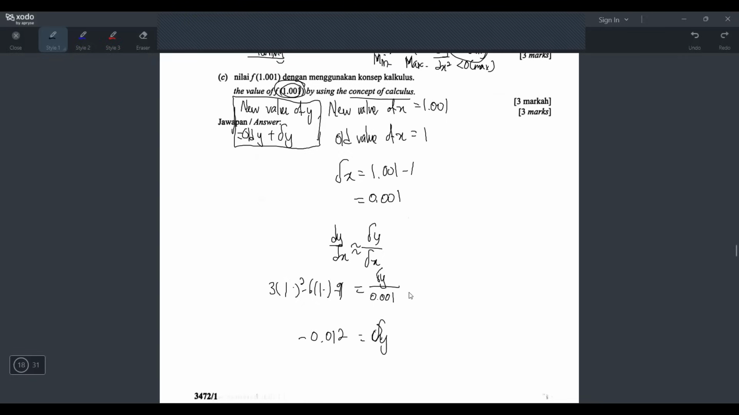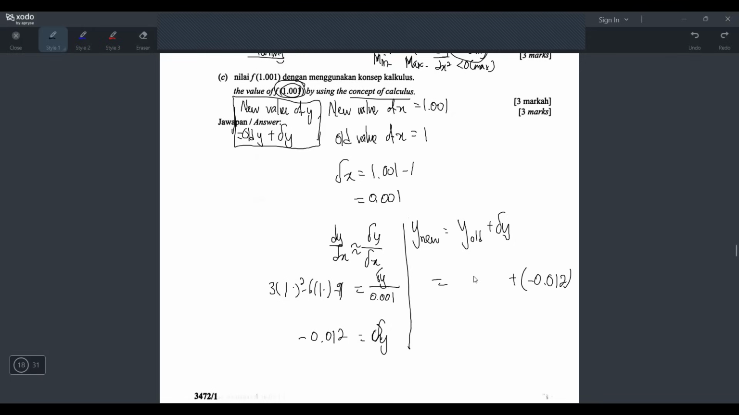To find the new value of y, okay, I'm going to write it like this. If you want to find the new value of y, you have to take the old value of y plus delta y, right? Now you know your delta y already is negative 0.012. Then how to get your old value of y?